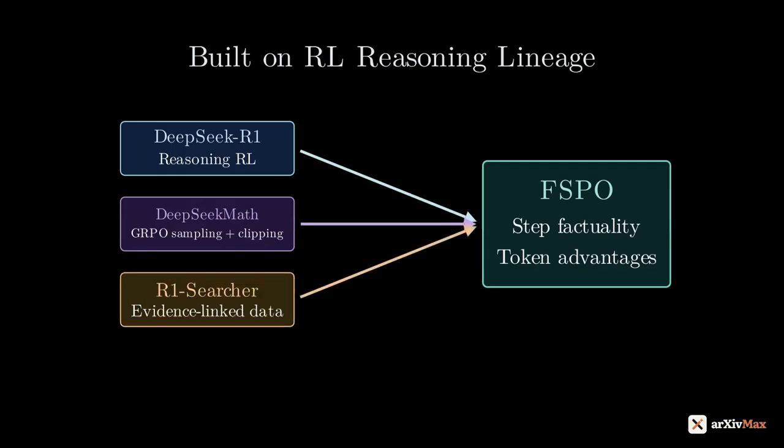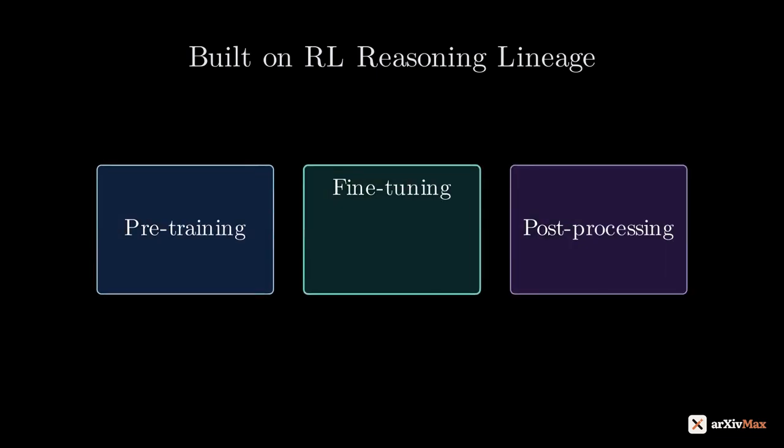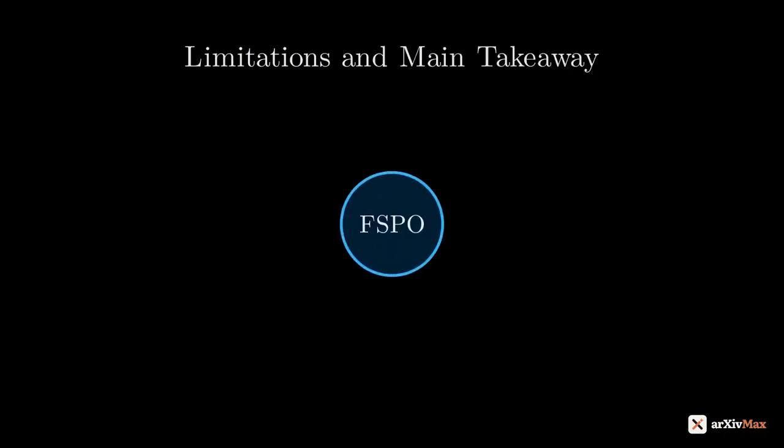From R1 Searcher, it adapts the evidence-linked data pipeline, shifting the goal from teaching search behavior to ensuring faithfulness to given evidence. The paper also places itself within the hallucination survey, which organizes mitigations into pre-training, fine-tuning, and post-processing. FSPO attacks the problem at the RL dynamics level, a relatively underexplored category that modifies the training objective to reduce hallucination during learning. The paper acknowledges several limitations.